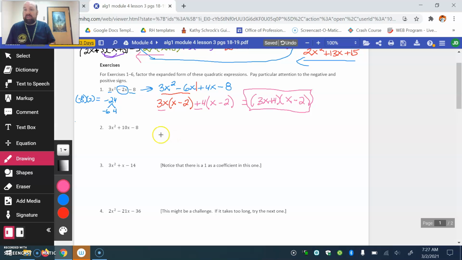So it's basically the same one, except you'll see the middle term is different. Again, I'm going to multiply 3 and negative 8, and I still get negative 24. I'm going to help you out by giving you the two factors. To add up to positive 10, I'm going to use negative 2 and positive 12. Negative 2 plus 12 is positive 10.